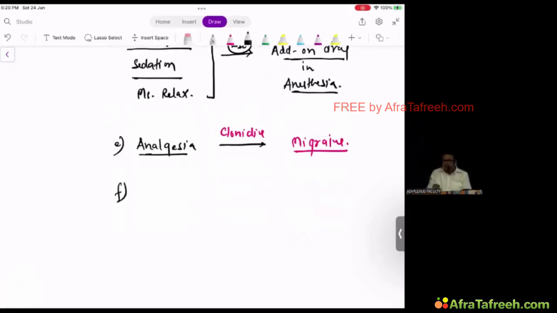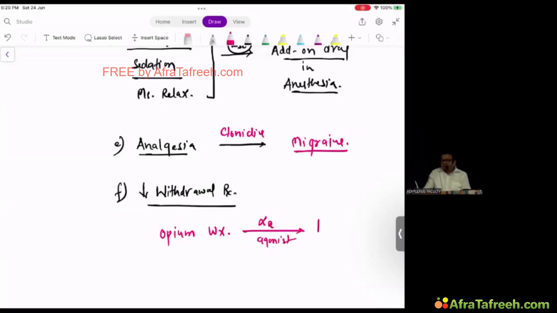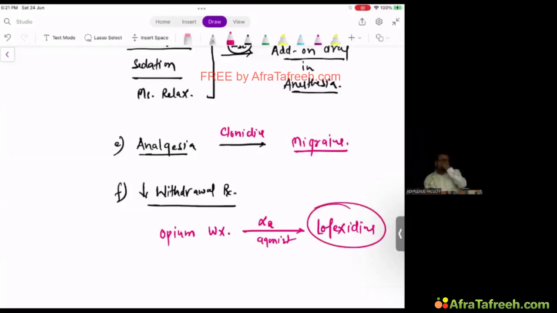Finally, when NA reduces in your CNS, it decreases the withdrawal reaction. Withdrawal symptoms decrease. So this is used in opium withdrawal. We have developed an alpha-2 agonist for management of opium withdrawal, a drug called lofexidine. Lofexidine, an alpha-2 agonist, is used in management of opium withdrawal. It decreases the withdrawal reaction.